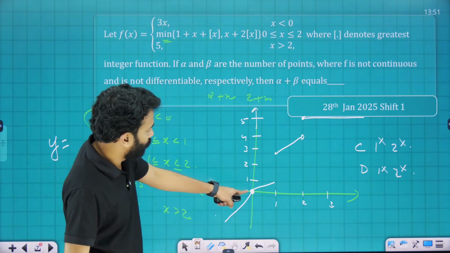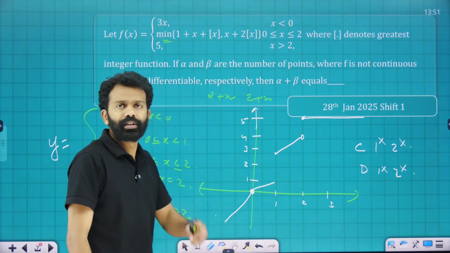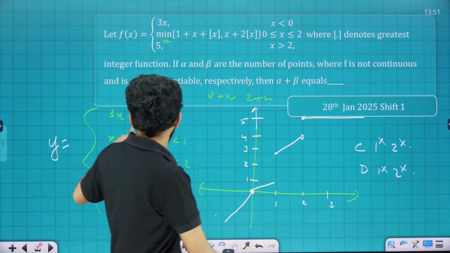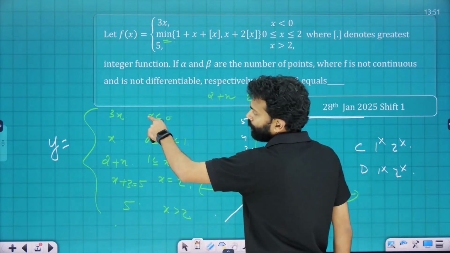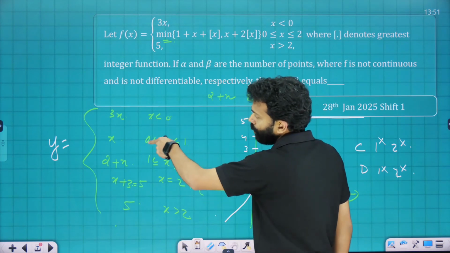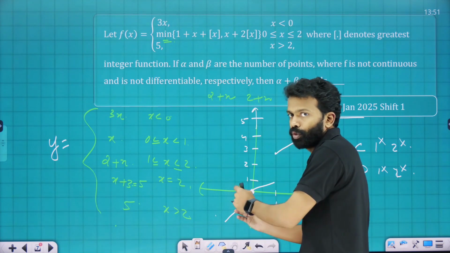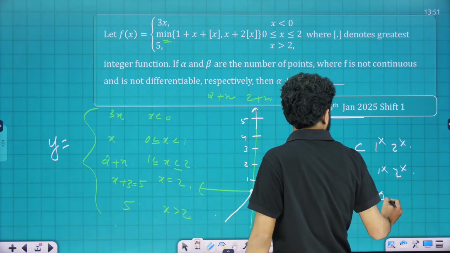And now we need to check the point 0. What about 0? The function is continuous at 0, but is the function differentiable at x is equal to 0? Let's check it out. You can figure it out from here or from here. If you differentiate it, you will get 3, and if you differentiate the other piece, you will get 1. So the left hand limit will be 3 and the right hand limit will be 1. Both of them are not equal. Therefore, the function is not differentiable at x is equal to 0.